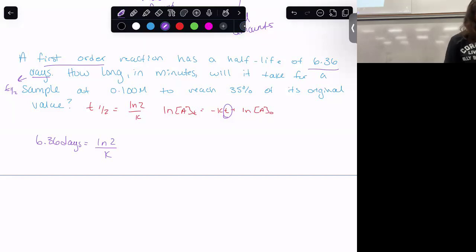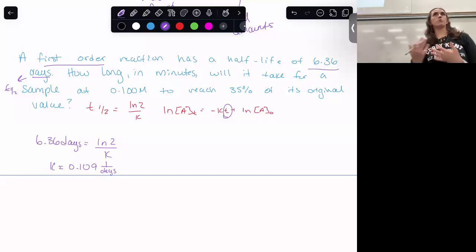And then if we solve that, the ln of 2 is K equal to 0.1091 1/days. If you wanted to, you could put days into minutes first, or you can do it at the very end. It doesn't really matter.